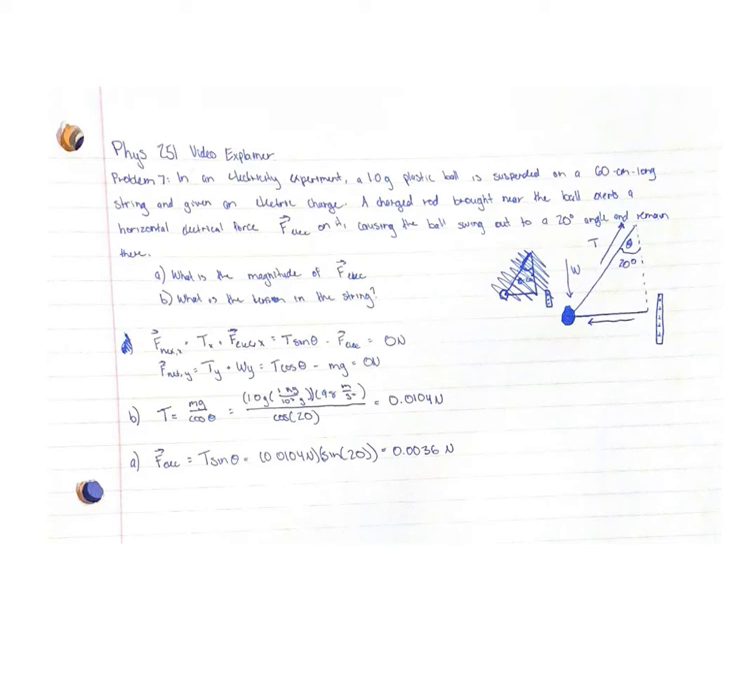Physics 251 Video Explainer Problem 7. In an electricity experiment, a 1.0 gram plastic ball is suspended on a 60 centimeter long string and given an electric charge.